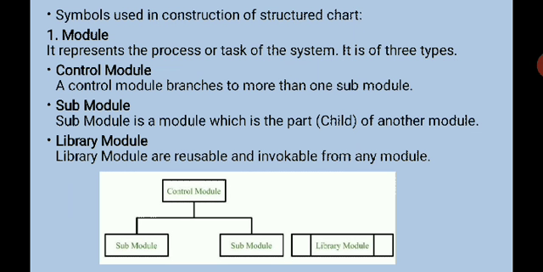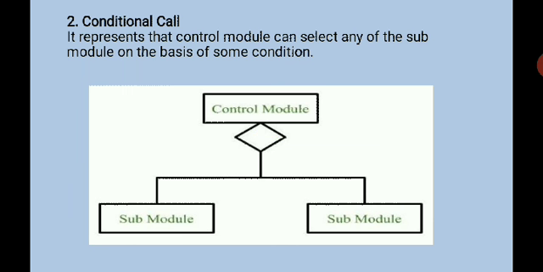Okay, now what are the symbols that are used in the construction of structure charts? First is modules, which represent the process or task of the system. There are three types of modules: the control module, the sub-module and the library module. A control module will have branches, from one to more than one, like sub-modules. A sub-module is a child of another module, that is why it is called a sub-module. Library modules are reusable and invocable from any module. So various modules use the code from the library by invoking them and calling them.